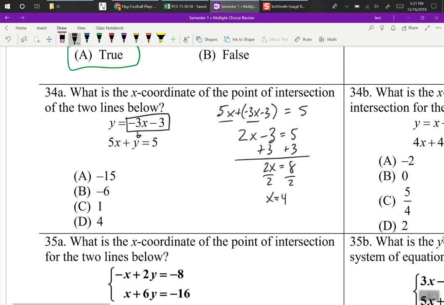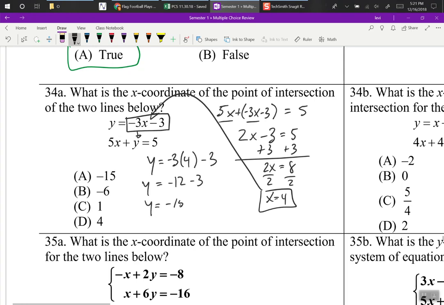X equals 4. And then we'll substitute that back in for x over here. Y equals negative 3 times x minus 3. And we're subbing in our value of x, which was 4. So y equals negative 12 minus 3. Y equals negative 15. So the x-coordinate, that's all they wanted, so that was 4.